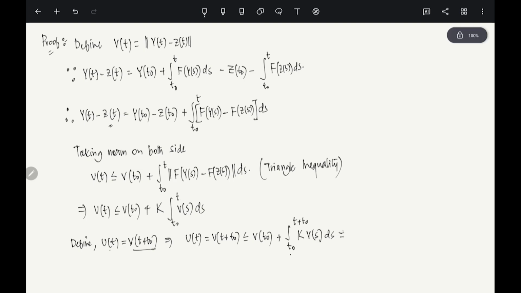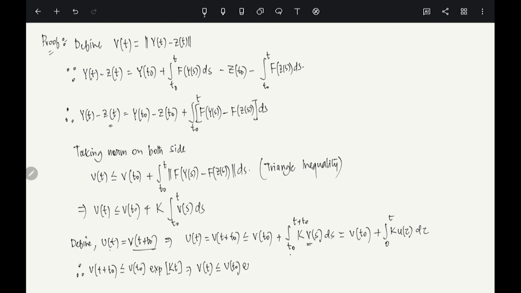Now this is nothing but v(t0) plus the integral from 0 to t of k U(tau) d tau. I will just change this v to U, and then this integral becomes 0 to t, right? Therefore, one can say that v(t plus t0) is less than or equal to v(t0) times exponential of kt, right? That will imply that v(t) is dominated by v(t0) times exponential of k(t minus t0). Clear? And this is what the conclusion is.